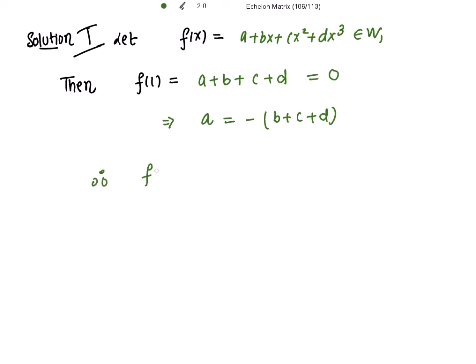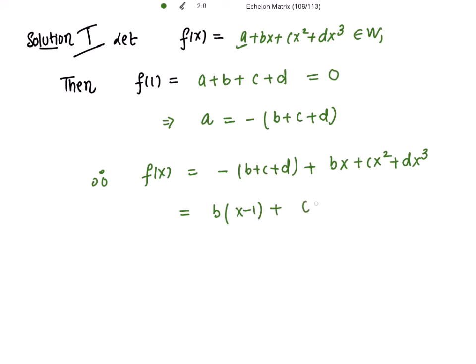So a is the negative of the sum of b, c and d. If I rewrite the polynomial f(x) with this value of a, it is -(b + c + d) + bx + cx² + dx³. Let me take b common from these two terms, we get b(x - 1). Similarly, taking c common, we get c(x² - 1), and d(x³ - 1). So f(x) is a linear combination of x - 1, x² - 1 and x³ - 1.